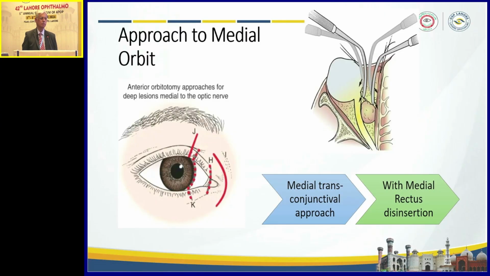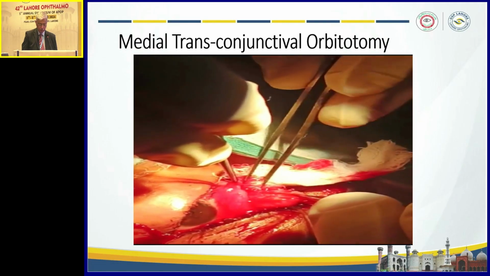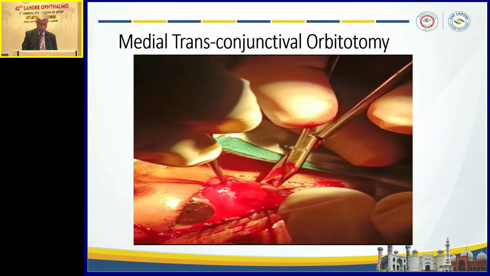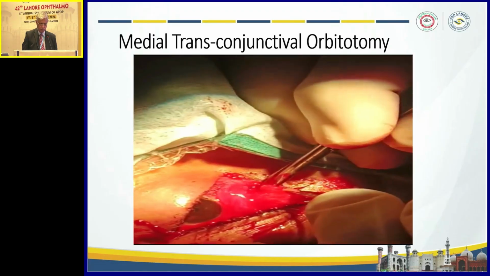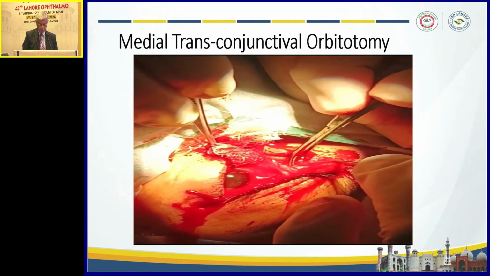Approach to the medial orbit for the lesions which are located medial to the optic nerve. With the medial transconjunctival approach, or even through the skin, we can approach these lesions with medial rectus disinsertion. So this is a transconjunctival orbitotomy. It was a lesion which was removed through the transconjunctival approach. So this is all about the surgical approach to the orbit. Thank you very much.